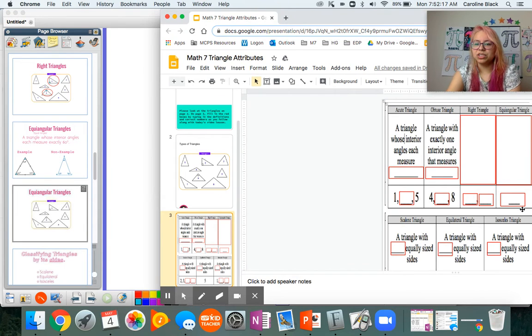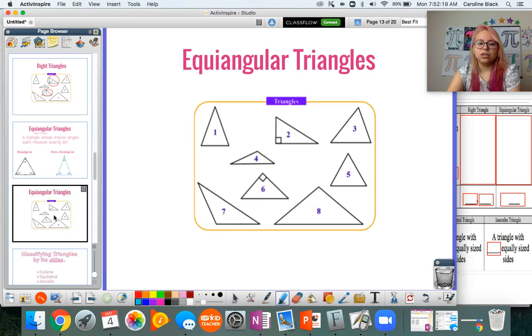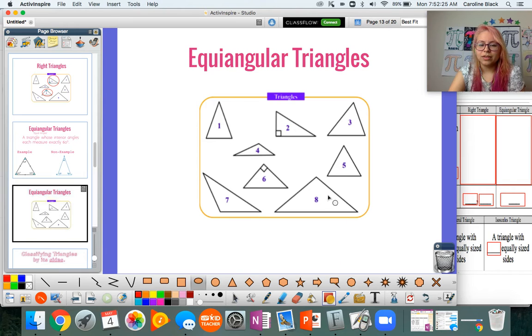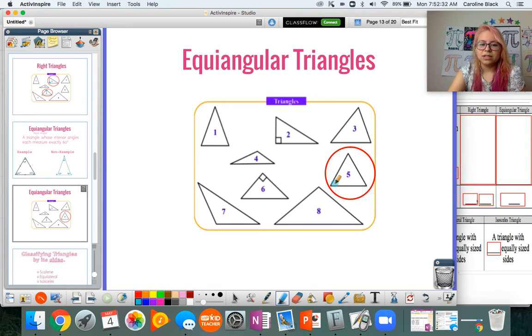So looking at our capture sheet, which triangle is an equiangular triangle? It is number 5, where you can see that all of these angles are the same. Number 5 is an equiangular triangle.